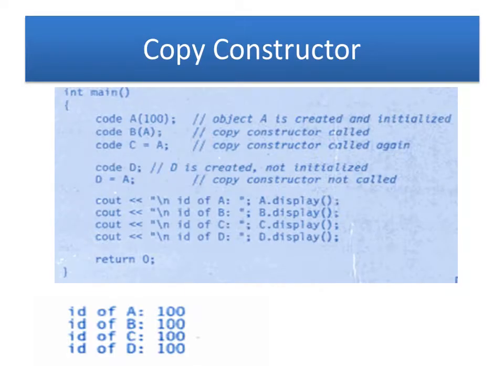See here, code of A. I'm creating an object A and initializing the value with 100. So what will happen here? Immediately the value will be passed to the parameter id and that value will be assigned, right? This is the parameterized constructor. Next, I'm creating one more object. Now I'm passing this object A as an argument to this object B, right? So this is what is called the copy constructor.